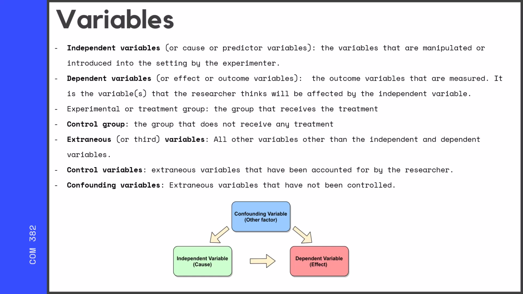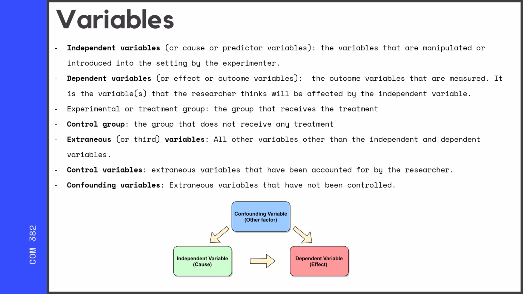An experimental or treatment group is the group that actually receives the treatment. The control group is the group that doesn't get the treatment. And then we have extraneous or third variables. These are other variables other than the independent or dependent variables. Control variables are extraneous variables that have been accounted for by the researcher. And confounding variables are extraneous variables that have not been controlled for.